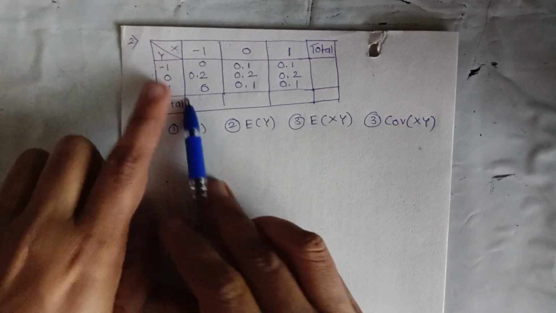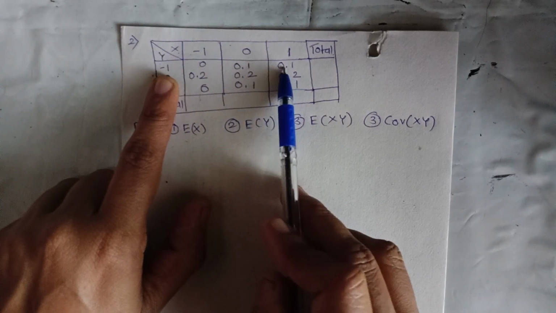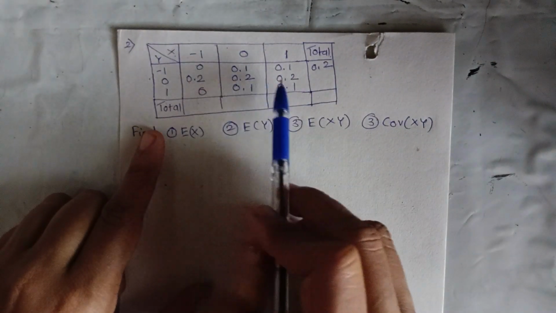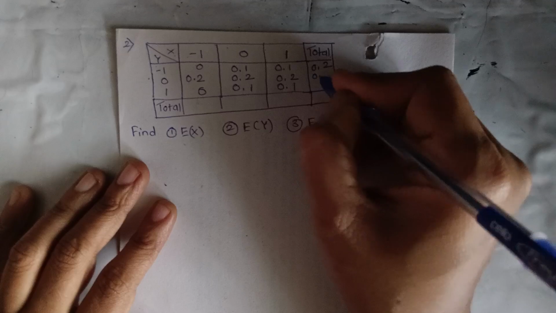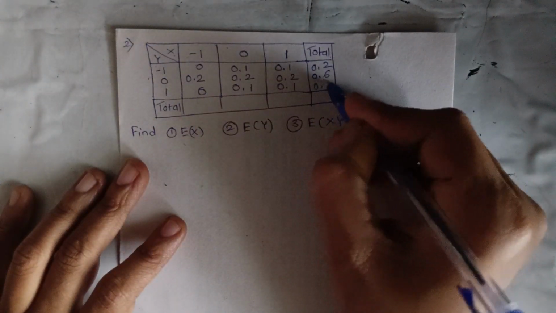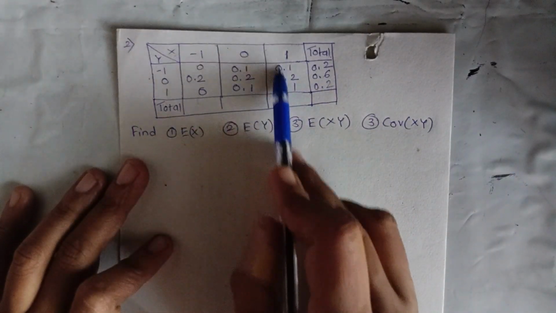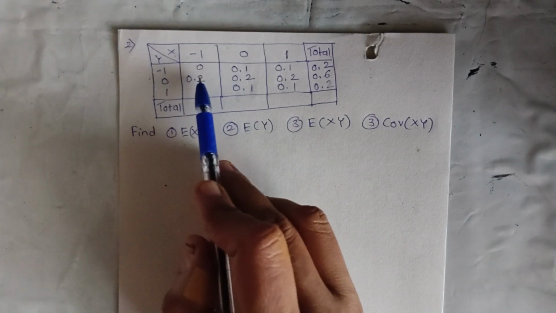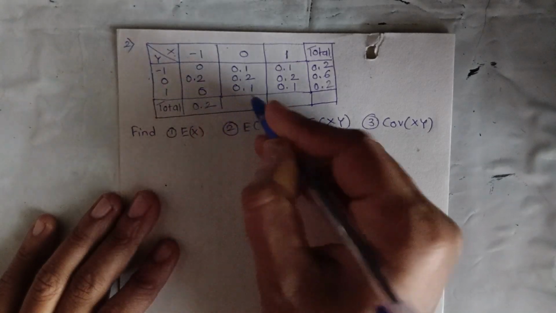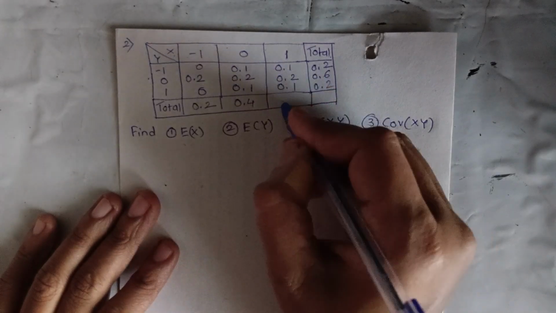So for y, for random variable minus 1, you have to add 0 plus 0.1 plus 0.1. So this is 0.2. Then 0.2, 0.2, 0.2. This is 0.6. Then 0.1, 0.1, 0.2. These are for y. Now we are calculating for x. So for x, total probability is 0.2 plus 0, 0.2. This will be 0.4 and this is also 0.